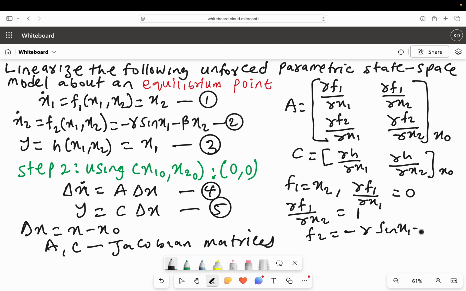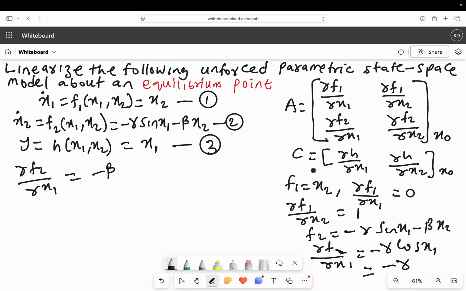Going to the second one, I have f2 equal to minus gamma sine x1 minus beta x2. So the partial derivative of f2 with respect to x1 will be minus gamma cos x1. However, I need to substitute the value of x1 for the equilibrium point, which is 0. So cos 0 is just equal to 1, and the partial derivative of f2 with respect to x1 will be minus gamma.